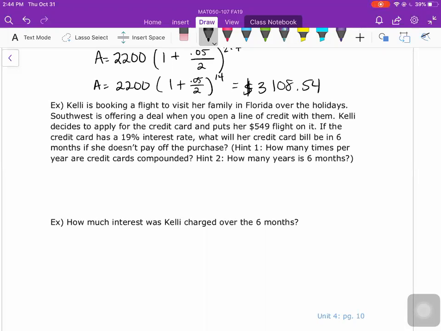Monthly? 12 monthly. So N is going to be 12. My next hint is how many years is 6 months? Remember that the variable T in these applications is always measured in years. So if they give you an amount of time in months, you need to convert to years.